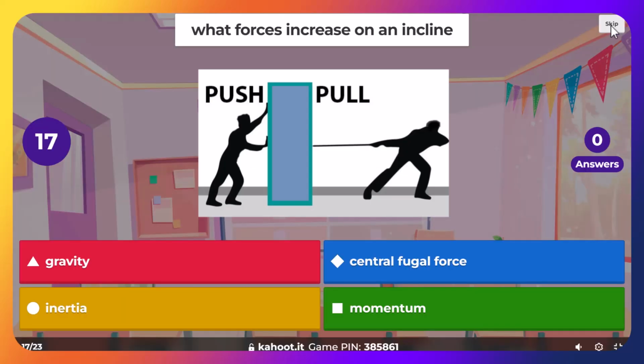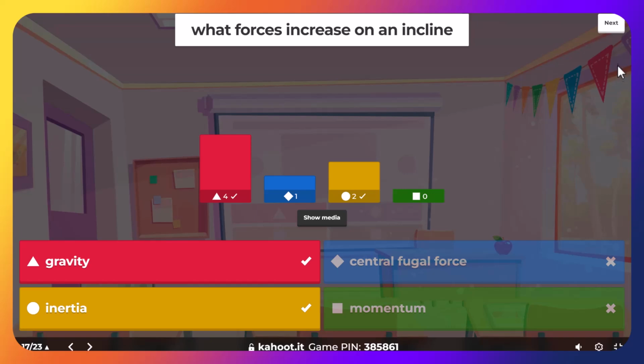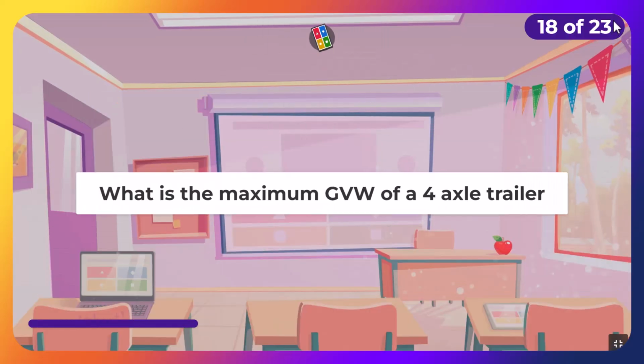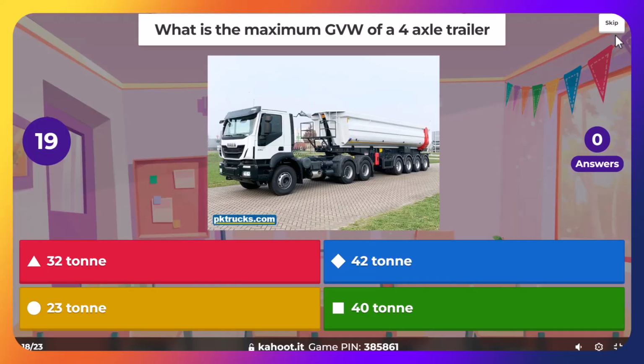Going up. What forces increase? What is the maximum GVW of a 4-axle? 4-axle vehicle, shouldn't say trailer, should say vehicle.